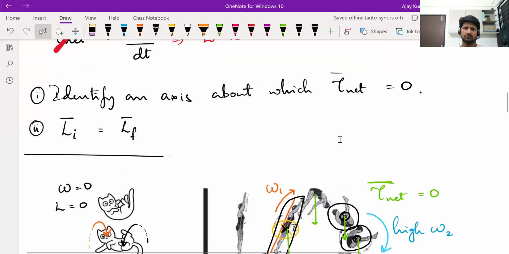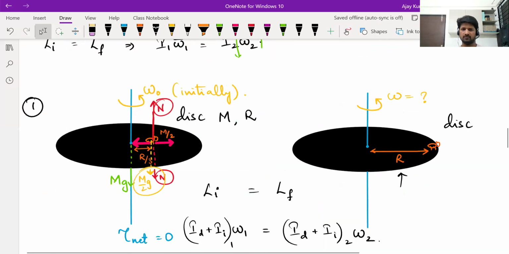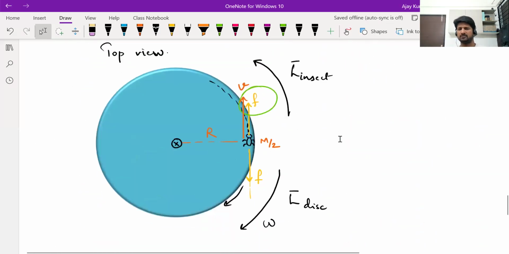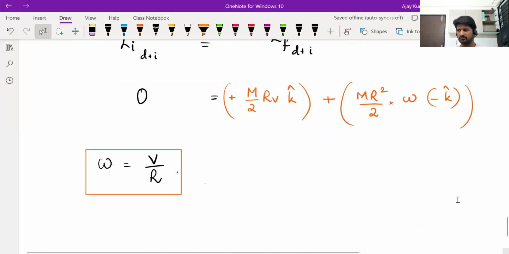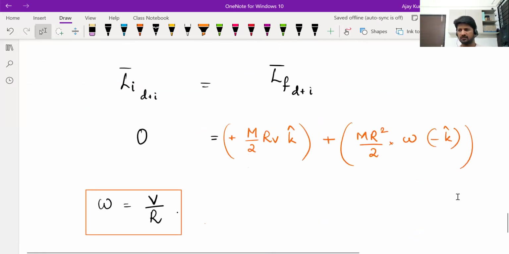How do you apply it? First, identify an axis about which net torque is 0. It's not as simple as we write here. You first have to visualize forces. As the system moves, you have to visualize what forces act on it, which of them create torque, which don't, and which is the axis about which net torque is 0. All that you will have to find out. Then write initial angular momentum equal to final. After that, what we saw is all the application of that. Next class also we will continue with this, and tomorrow you will be given a worksheet to solve. Next class we'll solve some more problems based on angular momentum conservation.